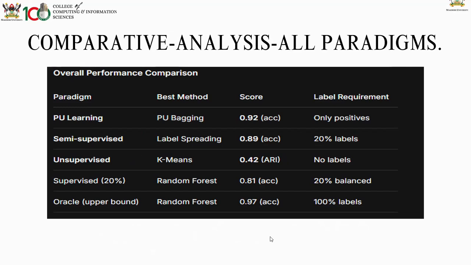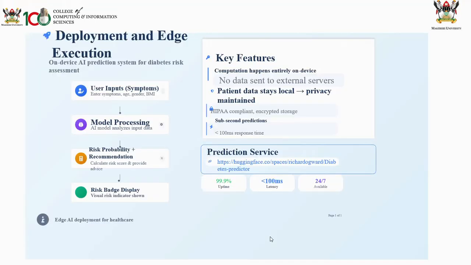Then unsupervised learning with k-means has an accuracy of 0.42. Then supervised learning with random forest has an accuracy of 0.81. Then the Oracle upper bound, random forest, has an accuracy of 0.97. Now let's look at the deployment and edge execution.